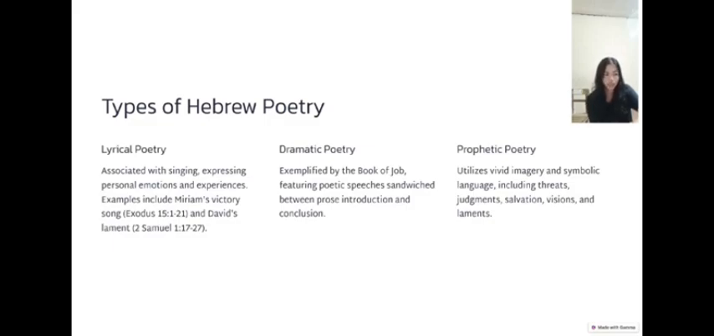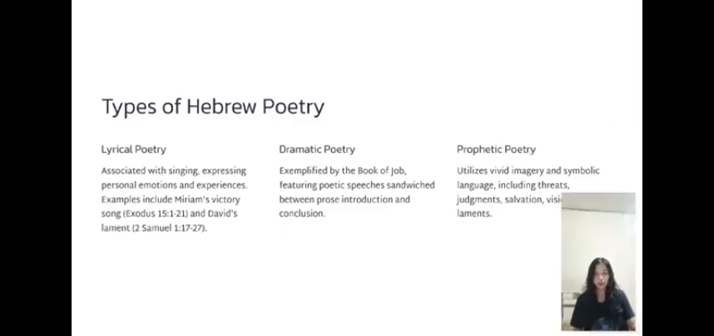And the second one is the lament song of David, which can be read in 2 Samuel 1 verses 17 to 27, at the time when David learned that Saul and Jonathan had died. Third, we have prophetic poetry. Prophetic poetry utilizes vivid imagery and symbolic language. It includes threats, judgments, laments, salvation, and visions. Most examples of prophetic poetry are in the writings of Isaiah, and can be found in Micah and in Psalms. Now we're done with the types and the definition of Hebrew poetry.